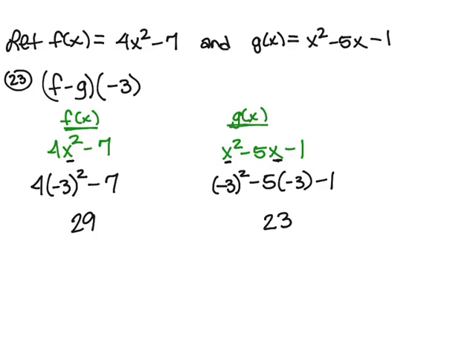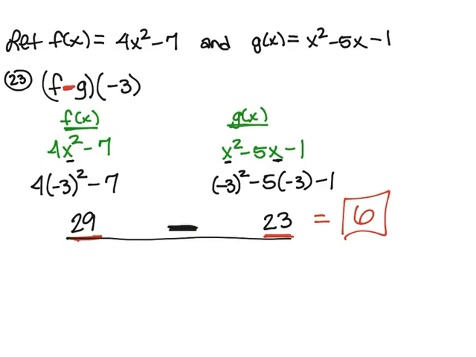So now we do what the operation tells us to, which is to subtract. So you would take the f outcome, which is 29, minus 23, and that would give you your answer of 6. Okay? I probably should have just kept that in black. We do the operation here at the end. You're going to say 29 minus 23, which gives us the final answer of 6. Okay?